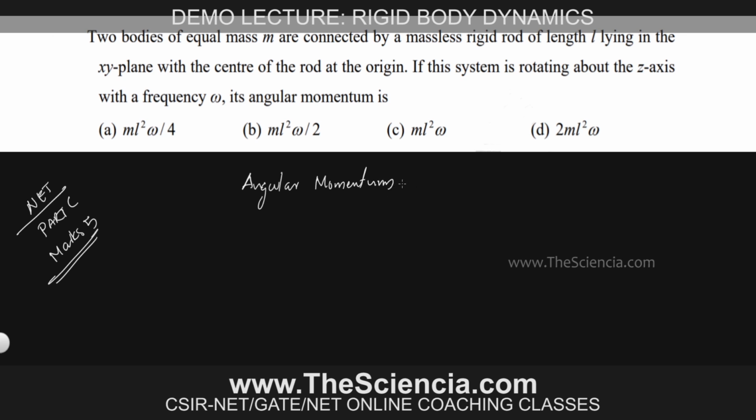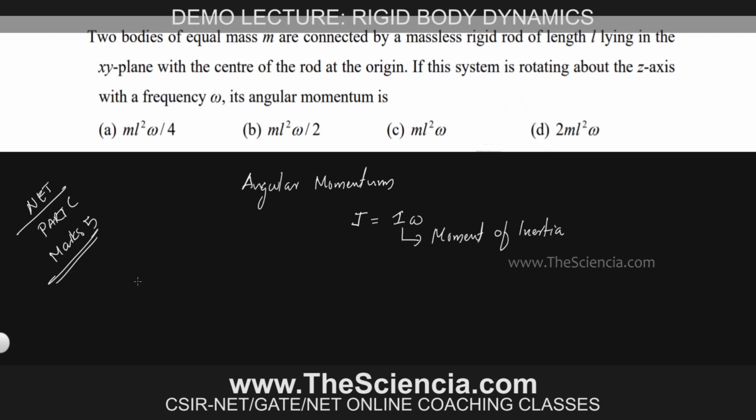So all of you are qualified +2. So you know what is angular momentum. That is J. J is equal to I omega. And what is I? I is moment of inertia. Right.